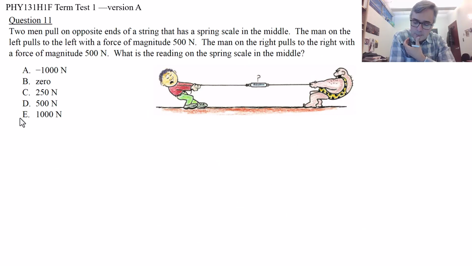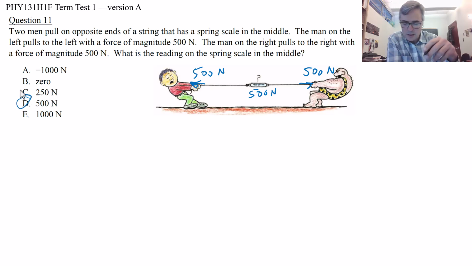2 men pull on opposite ends of a string that has a spring scale in the middle. The man on the left pulls with a force of 500 newtons to the left, or this is 500 newtons. Yeah, that has to be the same, so this scale will read 500 newtons, and it is D.